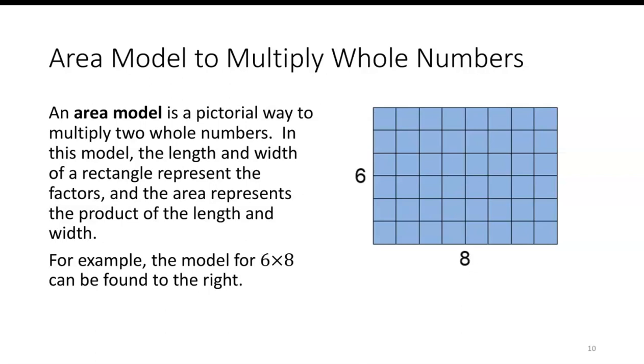An area model is a pictorial way to multiply two whole numbers. In this model, the length and width of a rectangle represent the factors, and the area represents the product of the length times width. That is, the area of a rectangle is length times width, so you can use the two factors as length and width. The area would be the product. So for example, the model 6 times 8 can be shown to the right. You see in that picture to the right.